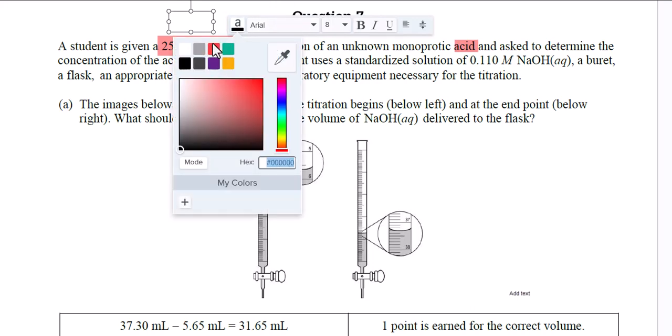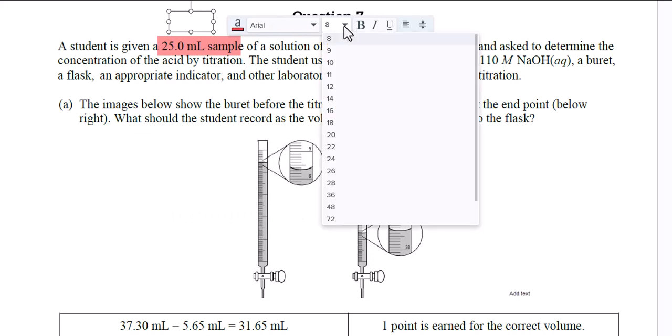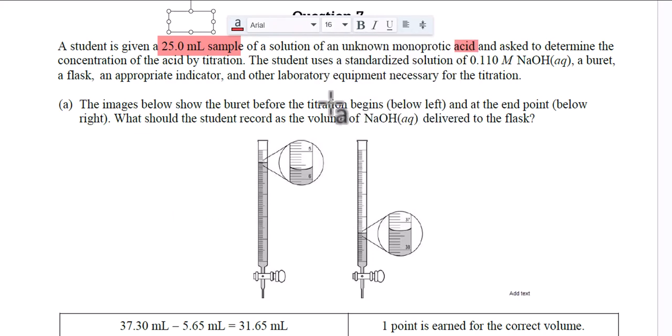I'll pick red, and let me get a larger font for that. I'll make this about 16. That's going to be my VA, that I'll use in my calculation because this is a titration. I'll use my titration equation. And of course, this is my acid. Now, the student uses a solution of, here's my base.